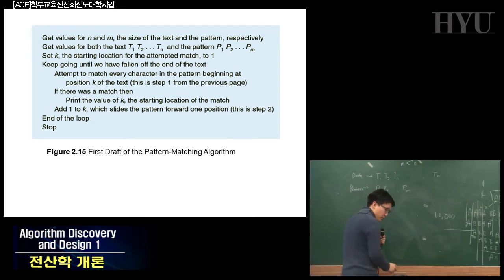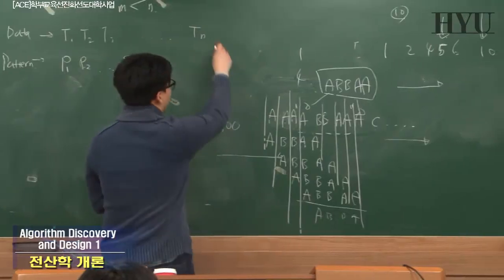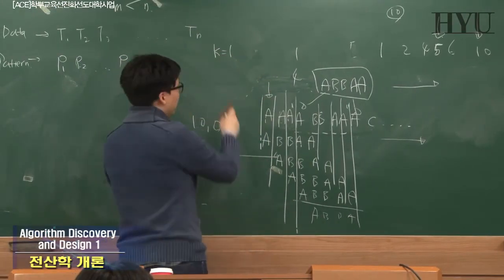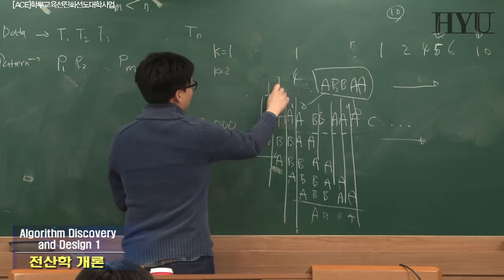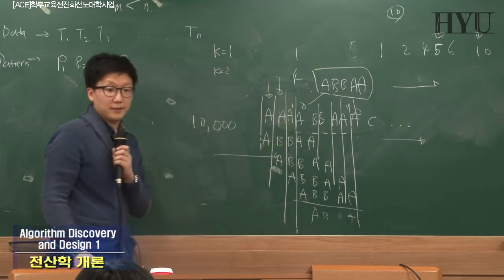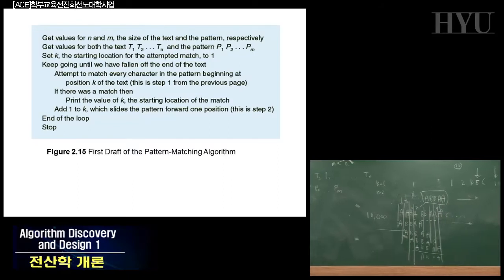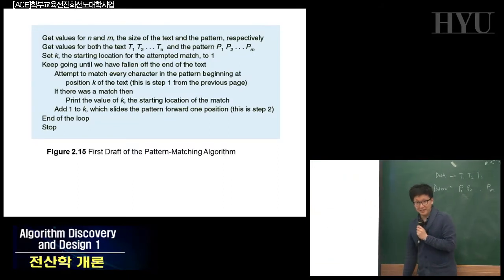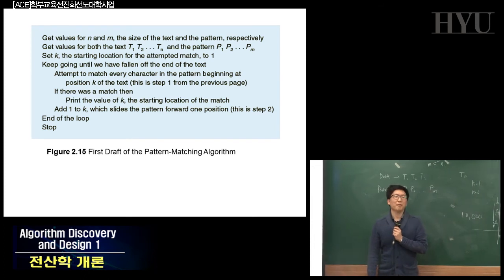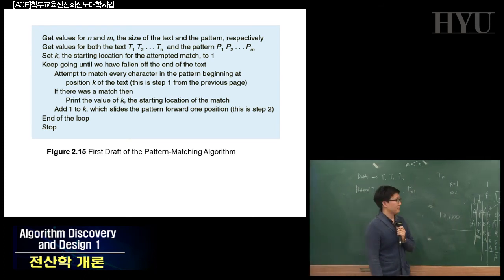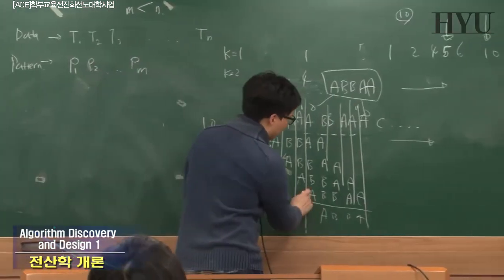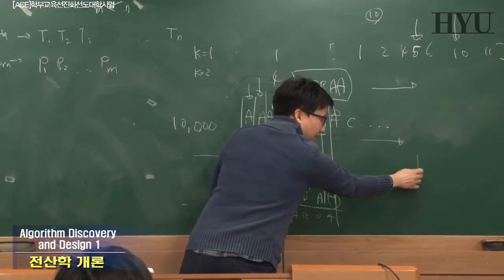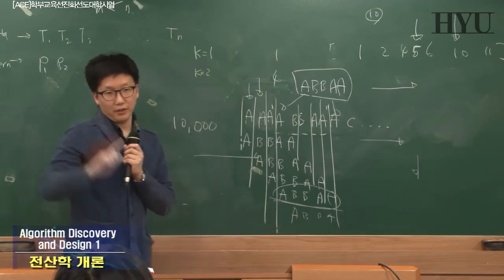So I'm going to probably use some value called k1 because I'm starting with 1. Next time, k2, like this. Okay. Keep going until we have fallen off the end of the text. What does that mean? It simply means when this window hits the end, falling off the text.